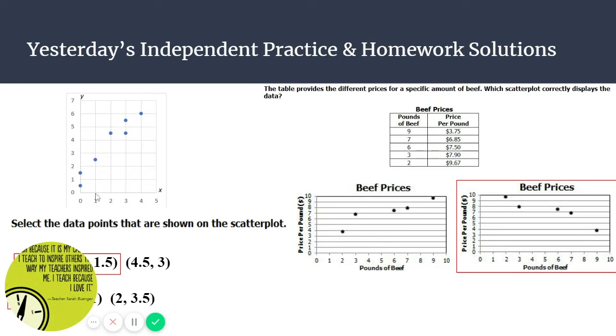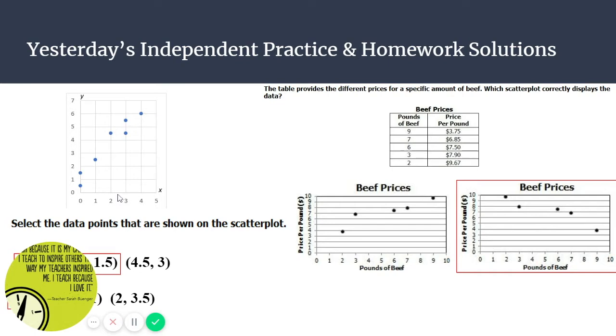If you're looking at the graph here, when we go across to 3 and you go up to 5.5, that one is located there. When you're on the x-axis at 0, you can go up to 1.5 and it is there. If you look at 4.5, which is right here, and you're looking for a point at 3, you notice that there's not one here. So that one is not an answer choice. When you go to 4 and go up to 6, that is in fact an answer choice.